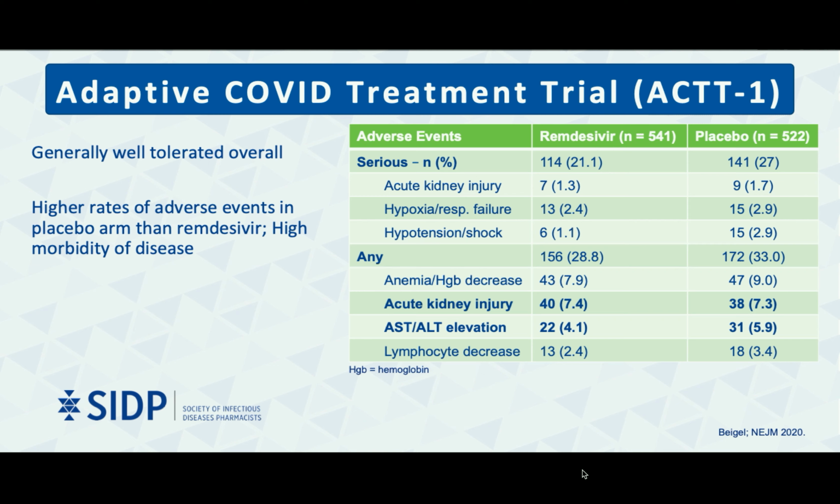For safety, remdesivir was well tolerated in the study compared to placebo, with higher rates of adverse events being observed in the placebo arm, which highlights the high morbidity of the underlying disease process. Notably, acute kidney injury occurred at similar rates between arms, and transaminase elevations were observed more frequently in the placebo arm than remdesivir.